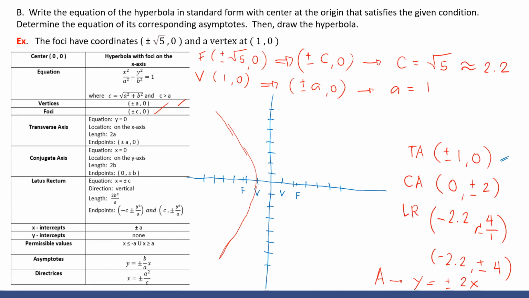Ibig sabihin, andito lang ang ating transverse axis. Ito, maliit lang. Ano? And for the endpoints of our conjugate axis, 0 plus minus 2, from the origin, taas ka ng dalawa. Okay? At syempre, pababa ka rin naman ng dalawa. So with these two axes, the transverse and the conjugate axis, gawa ka ng auxiliary rectangle natin. Gumamit tayo ng broken line.